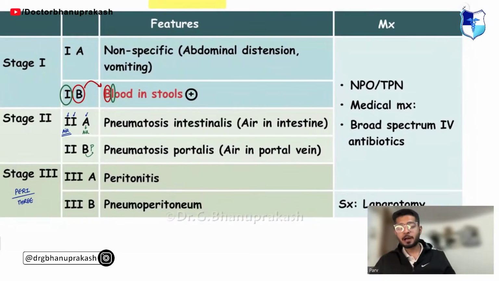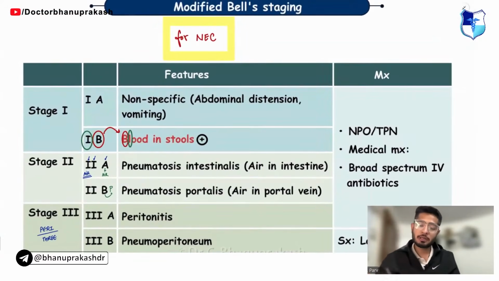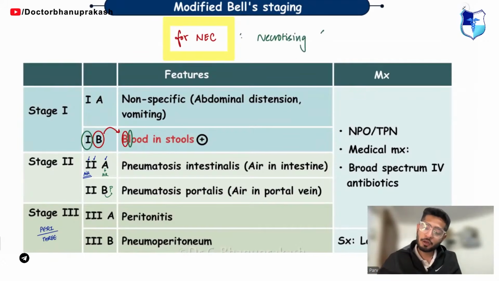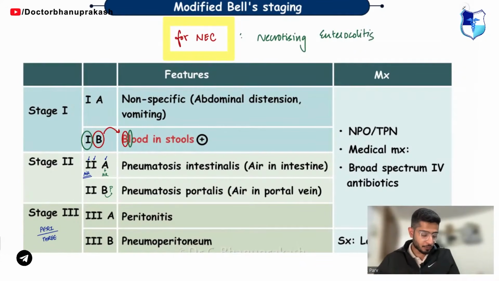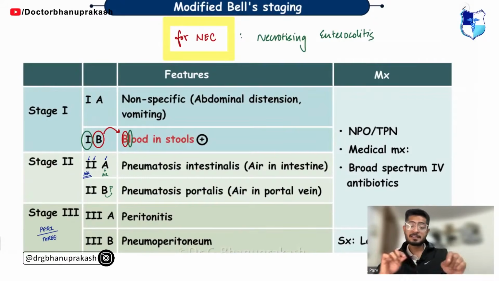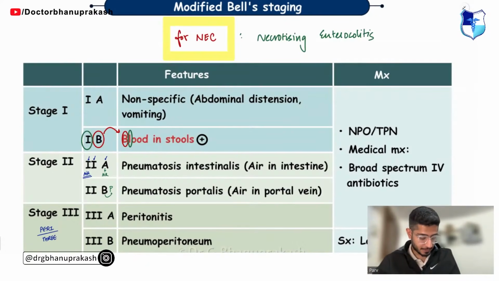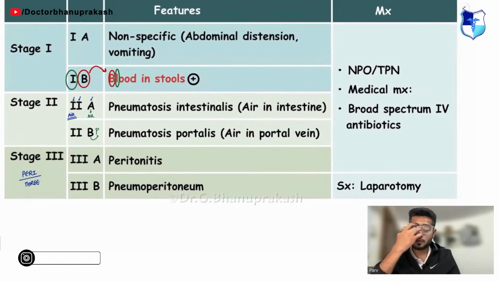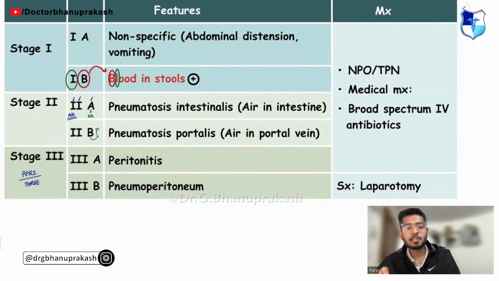Coming on to the next part, that is called modified Bell's staging for NEC, that is necrotizing enterocolitis. वैसे तो ये पूरा टॉपिक ही बहुत इंपॉर्टेंट है, necrotizing enterocolitis, but the main important part for NEC is the staging. The staging is the most important part of necrotizing enterocolitis. So coming on to stage 1. Remember, stage 1 has got 1A and 1B.